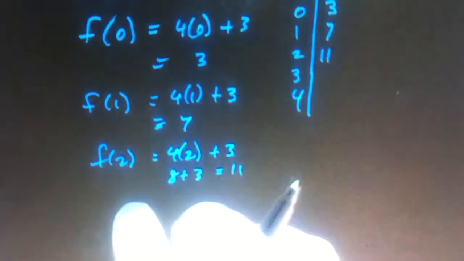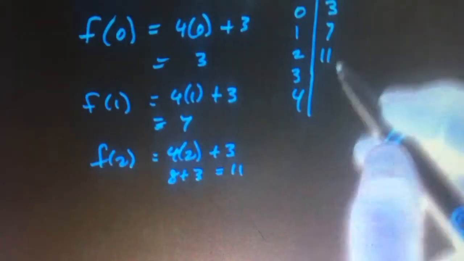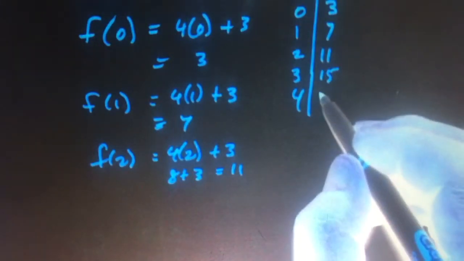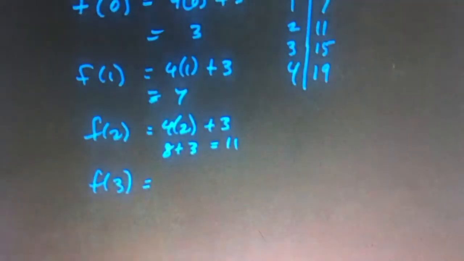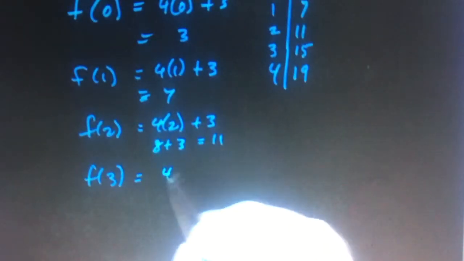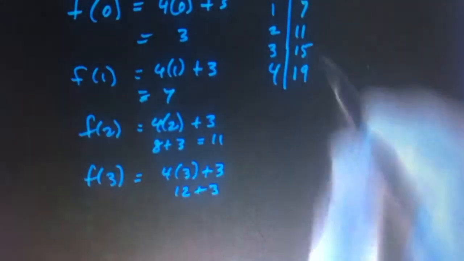I don't even need to fill in more of these for you to be able to see that every time we go up 1, we're going to go up how many? 4. So we've got 15 here and 19 there. Let's check it. F of 3 equals 4 times 3 plus 3, which is 12 plus 3, which is 15. And yes, indeed, it does work that way.